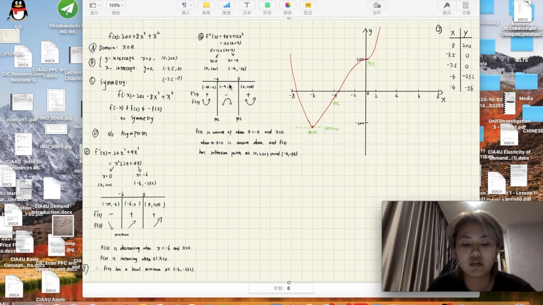Then we need to determine the sign of f''(x) using the table. So from the table we can know that f(x) is concave up when x is less than -4 and greater than 0. And when x is greater than -4 and less than 0, f(x) is concave down, and f(x) has inflection points at (0, 200) and (-4, -56).